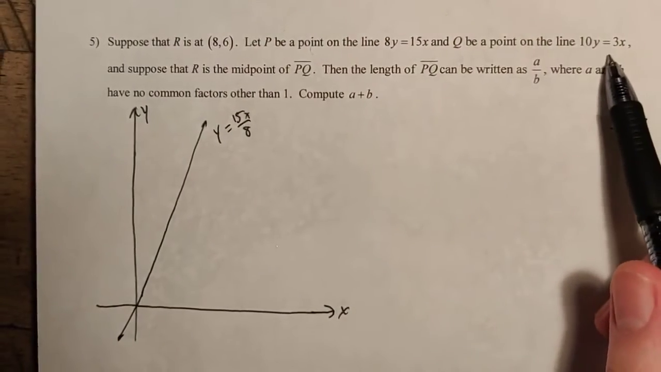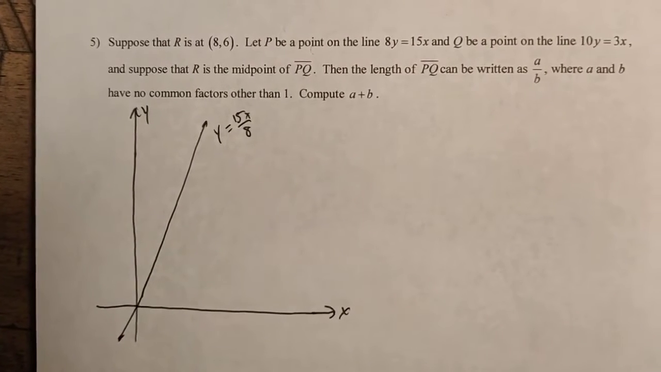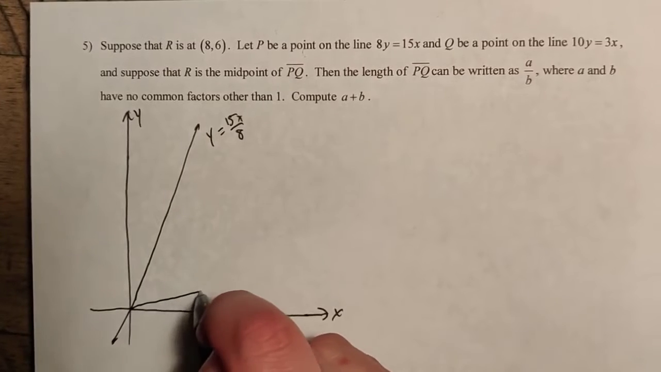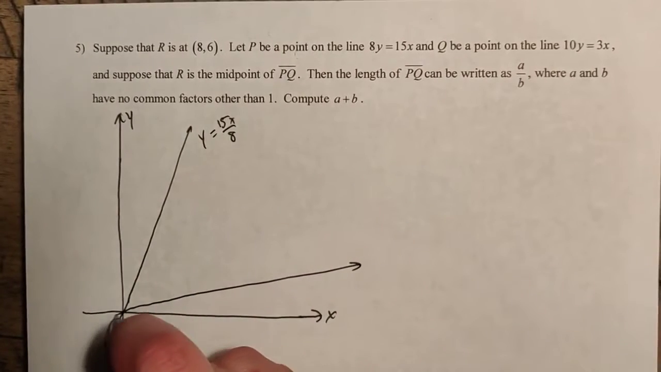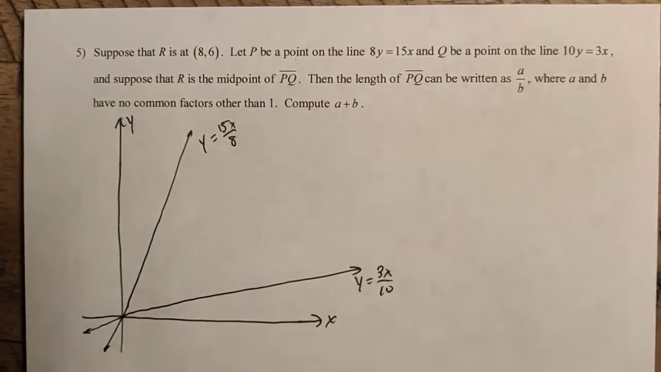Similarly, we have the second line here, 10y equals 3x. Again, divide both sides by 10, you get y equals 3/10 x. So that's a line with a relatively shallow slope. It looks something like this here. And again, not to scale, but, you know, we try. So this is y equals 3x over 10.